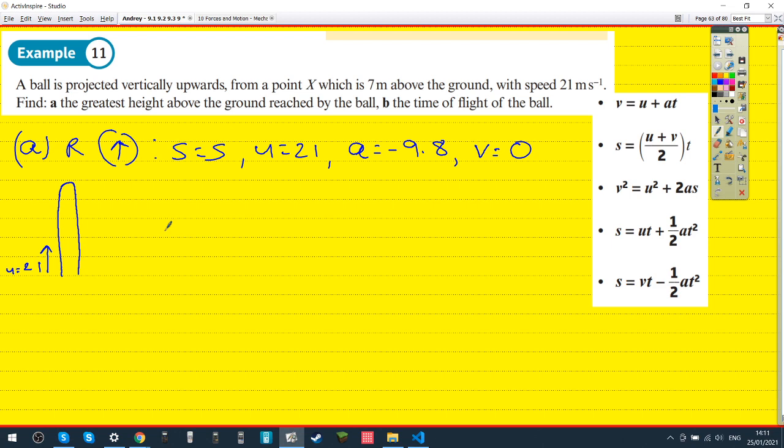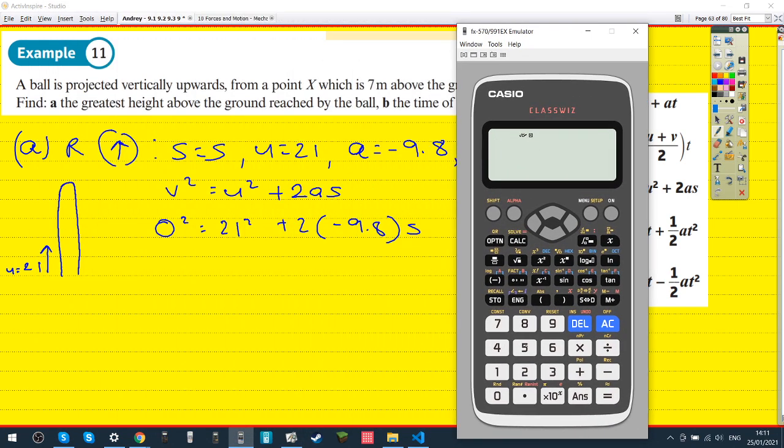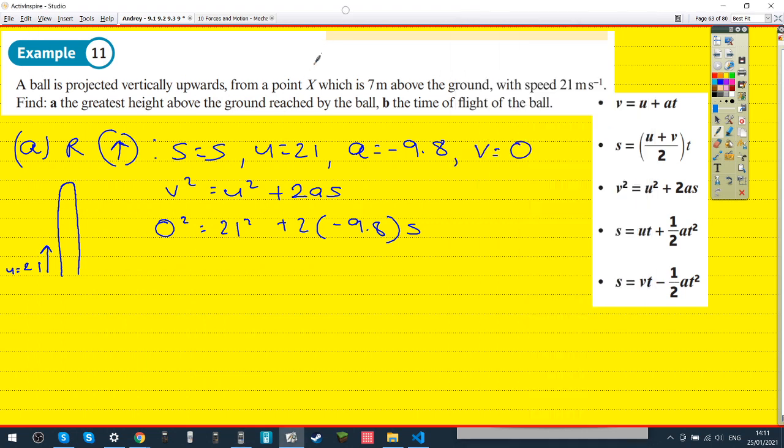Yeah. So is this going to be V squared equals U squared plus 2AS? Yeah, so V squared equals U squared plus 2AS. That's it. I got 45 over 2. Was it as a decimal? 22.5? Yeah. Okay, I think there's a little trick though.